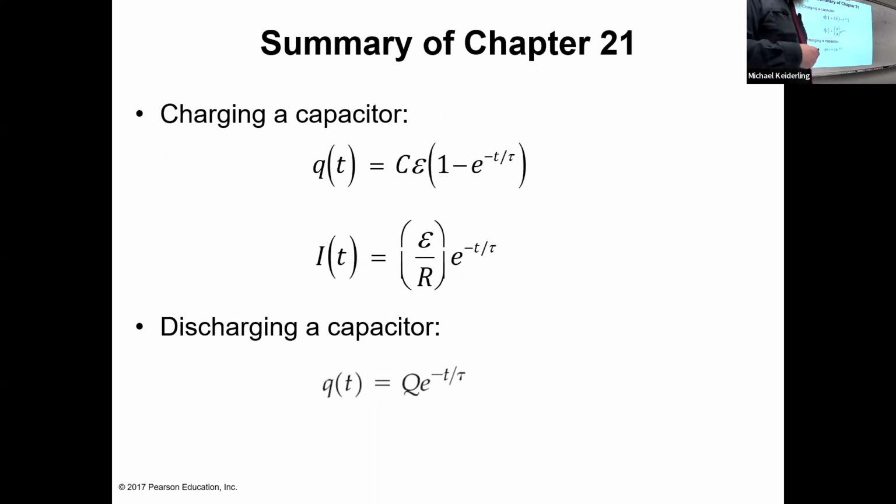For charging a capacitor, charge over time is capacitance times voltage times 1 minus e to the minus t over tau. And current over time is epsilon over R times e to the minus t over tau. Discharging a capacitor, charge is Q e to the minus t over tau.